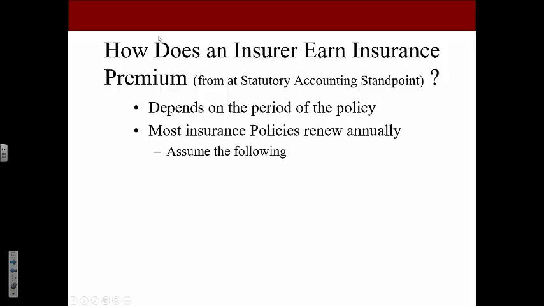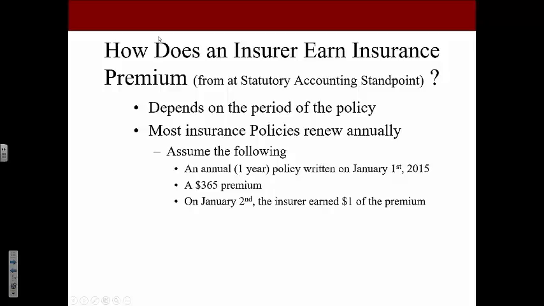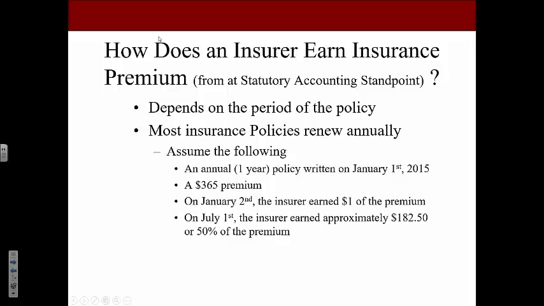So let's look at an example and assume the following. An annual one-year policy written on January 1st, 2015, and a $365 premium. On January 2nd, then, the insurer has earned $1 of premium. On July 1st, the insurer earned approximately $182.50, which is 50% of $365, or half of the premium. By midnight of December 31st, 2015, the insurer earns the entire $365.